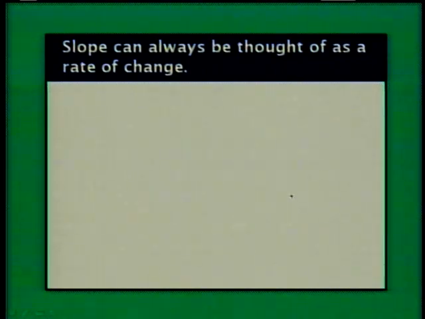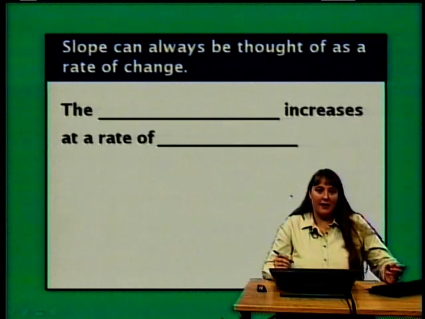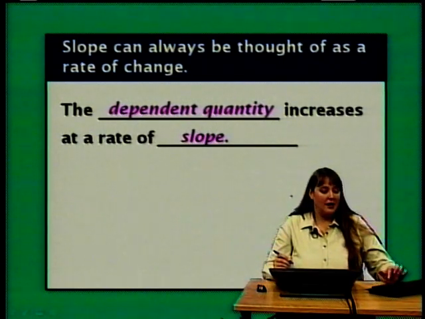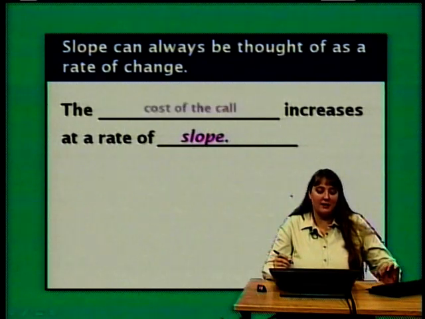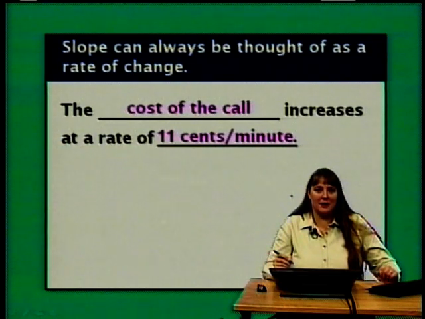So to think of a slope as a rate of change, we can always, or almost always at least, represent a slope by saying the blank increases at a rate of blank. In our first blank, we put in whatever our dependent quantity is. We're thinking about our dependent variable on the vertical axis. And the increase at a rate of refers to the slope. So the cost of the call, we just said the unit cost of the call was 11 cents per minute. Another way we could have interpreted the slope is to say the cost of the call increases at a rate of 11 cents per minute. This means the same thing as saying the unit cost of the call is 11 cents per minute.